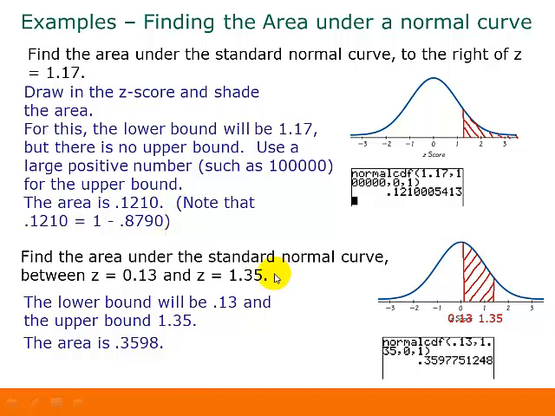Now sometimes we do have both values. So now let's find the area under the standard normal curve between z equals 0.13 and z equals 1.35. So we would mark both of those on our picture, shade in between them. And this is pretty simple. We're going to use 0.13 for our lower bound, 1.35 for our upper bound. And again, since we're talking about a standard normal curve and we're talking about z, then we're going to use 0 for our mean and 1 for our standard deviation. So the area under the curve between 0.13 and 1.35 is 0.3598.